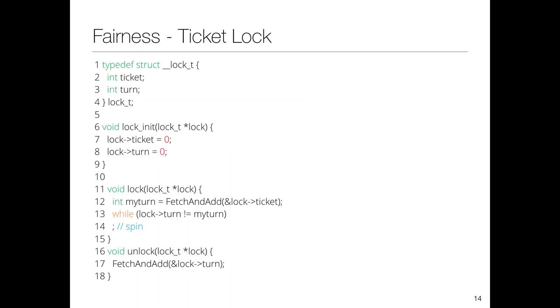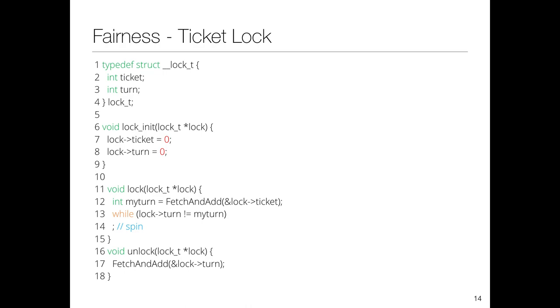Okay, so let's look at the solution. We define two variables, ticket and turn. You can name them anything else. Initialization is both of them are set to zero. Those of you who came up with the solution, have you done the initialization also? Or you just skip that? I just ensure that you always initialize them, just for boundary conditions.